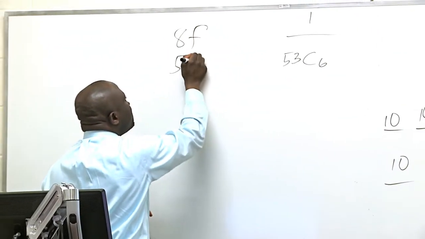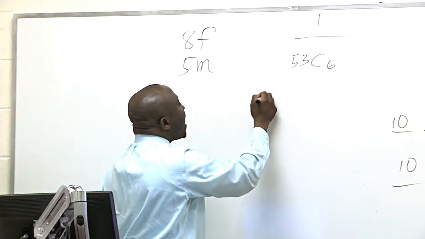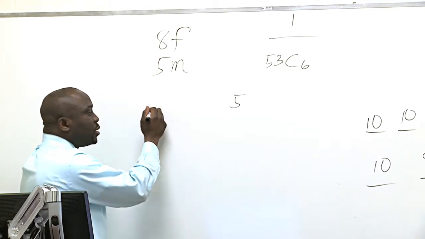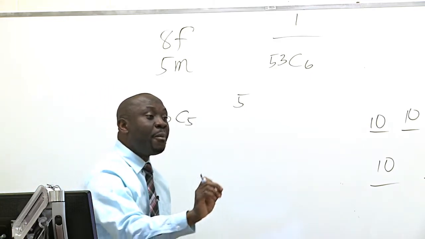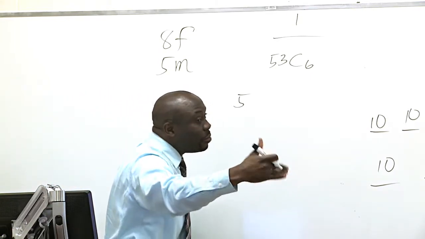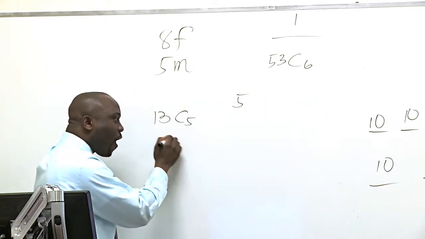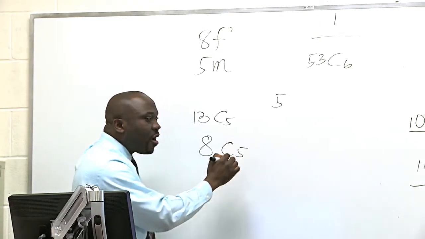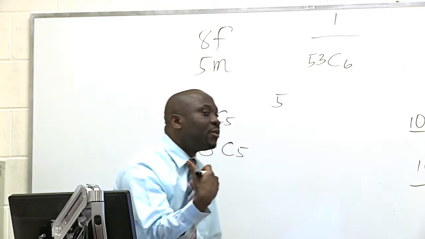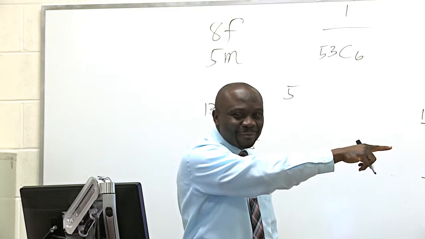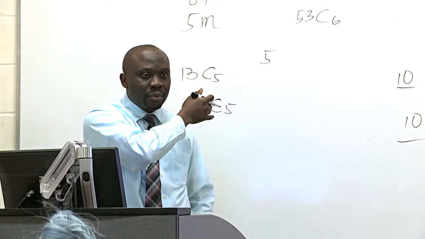8 female, 5 male. In how many ways can you form a committee of 5? 13. Awesome. In how many ways can you form a committee of 5 consisting of only females? 8. So in this case, we are not interested in the men. I'm just giving you this example so that you will think when you are taking the test. It's not going to be straightforward. I'll tweak it a little bit and you have to think. And that's how we think. Why would you do that? Because you are smart.